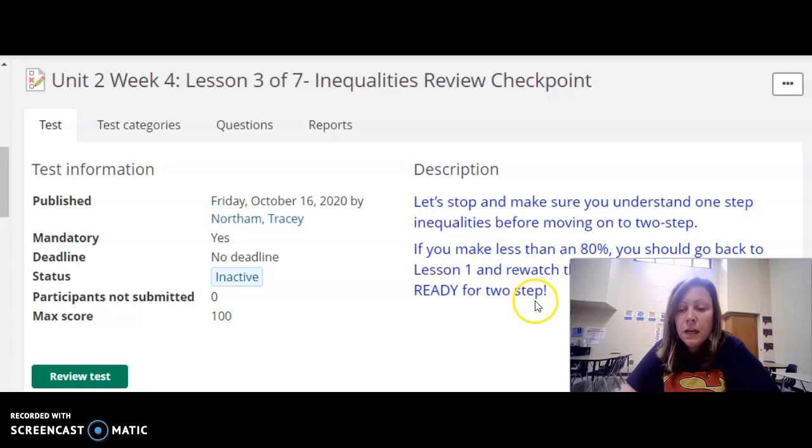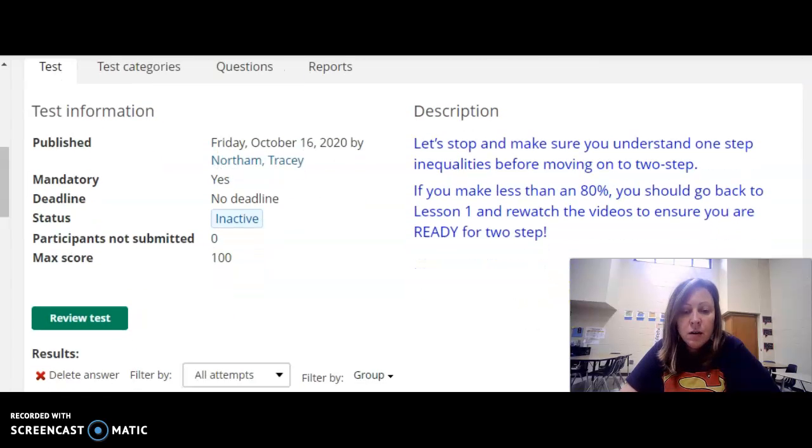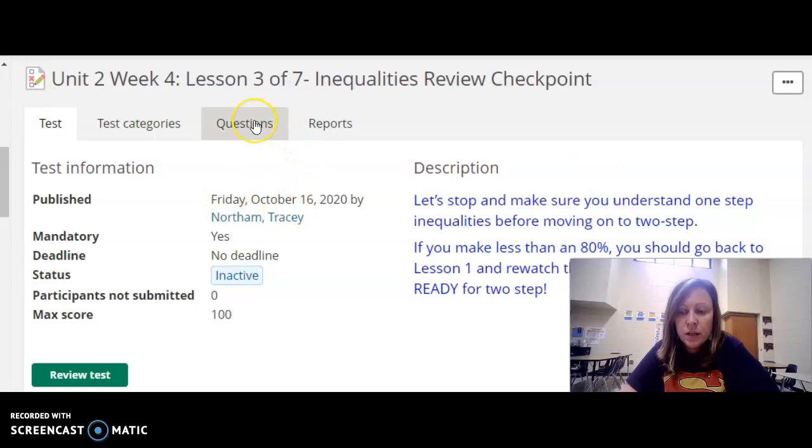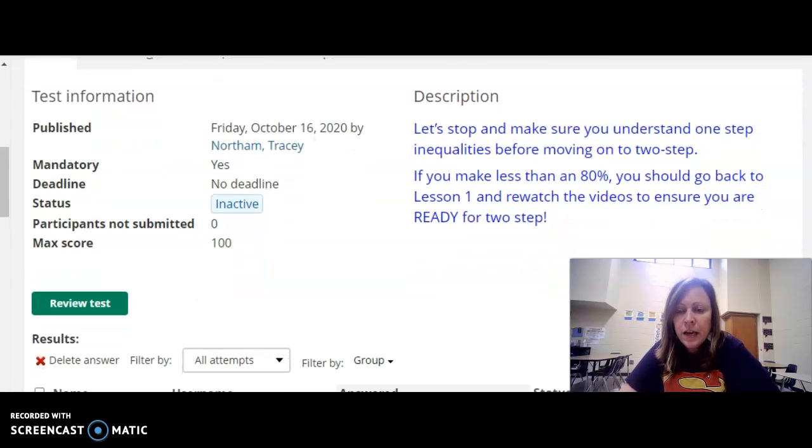Lesson 3 is a quick checkpoint. There are a few problems. I've got a couple of checkpoints in here, so I don't quite remember how many. I think there are 10. This should not take you very long. But this is a formative.